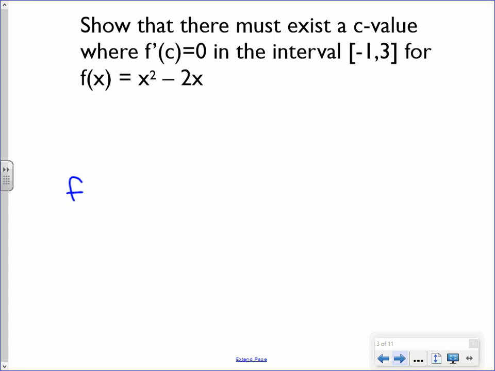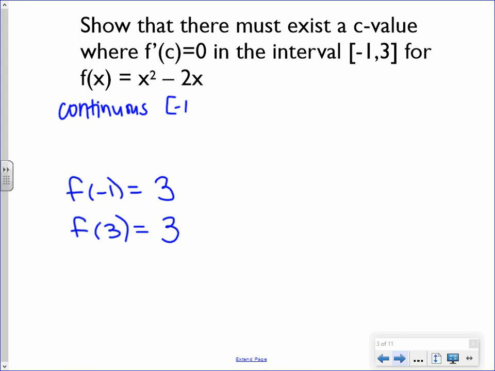What is f of -1? What is f of 3? Okay, so that's good. We are at the same height. We also better check to make sure that this is continuous and differentiable. Now, we need to be continuous on the closed interval. That's pretty easy to check because we have a polynomial. A polynomial is always continuous. Do you agree?